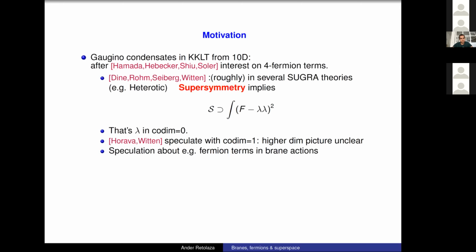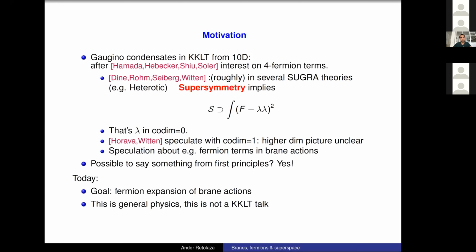Let me just be very rough. I don't want to enter the details, but this led to some speculation, for example, when it comes to fermion terms in brane actions. So I wanted to see if there's any possibility of saying something from first principles, and the answer is yes. So that's what I'm going to do today.